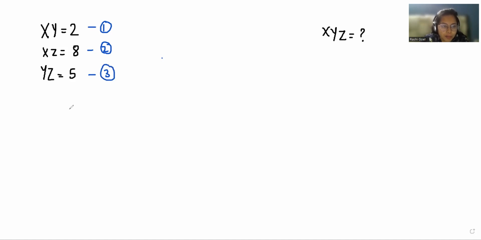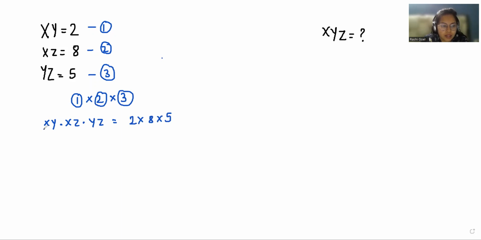Now I'm going to multiply these three equations together. So 1 multiply 2 multiply 3. So our left hand side becomes xy times xz times yz is equal to 2 times 8 times 5.